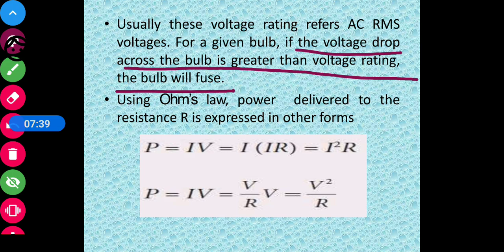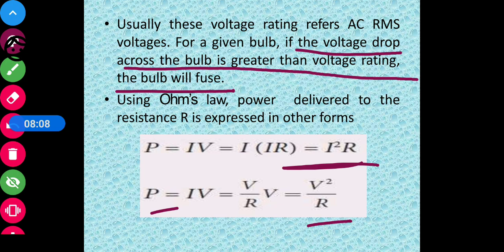Now suppose 220 volt is written and the power supply is more than 220 volt, the bulb gets fused, which is a very common phenomenon we come across at our homes. Sometimes when the power supply is high, the bulb gets fused. So using Ohm's law, for power delivered to the resistance R, we can change the expression: P is equal to I square R, or P is equal to V square upon R.